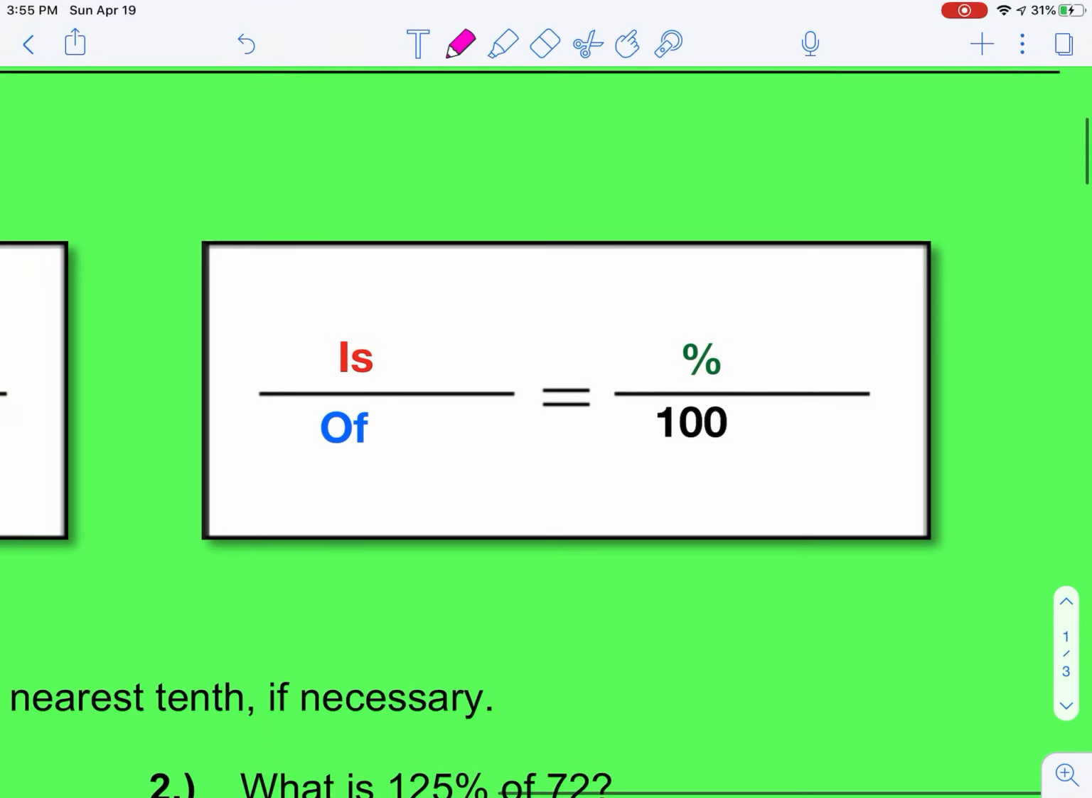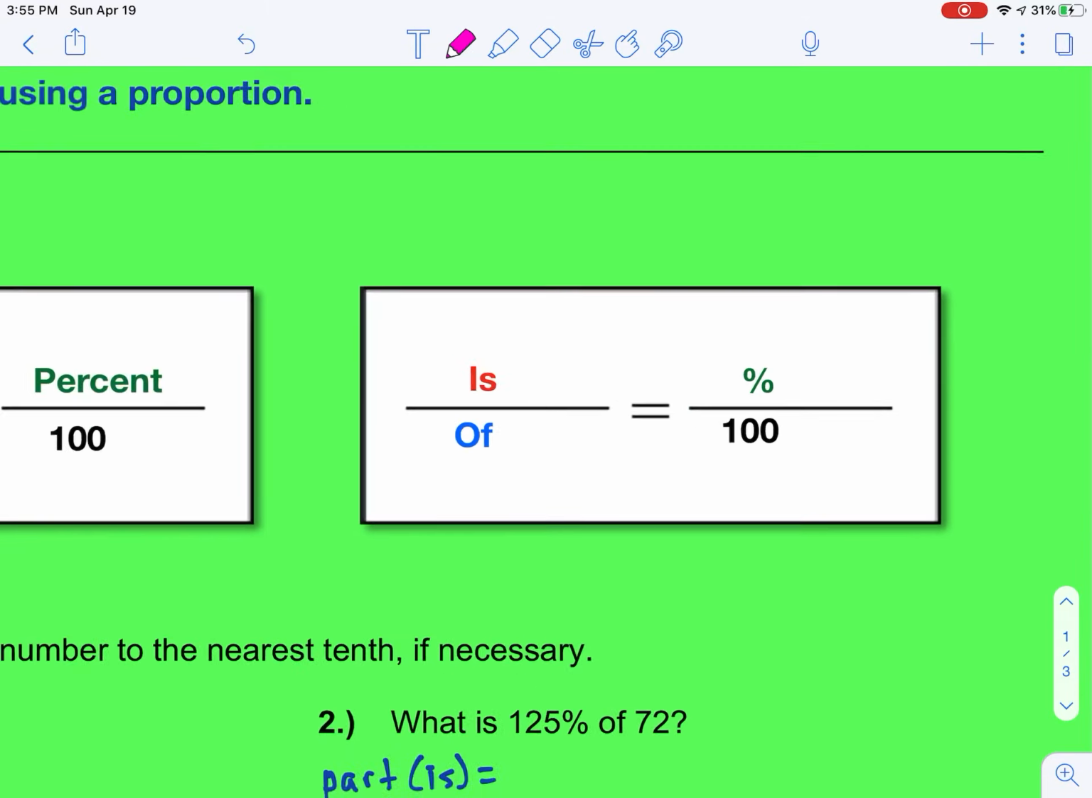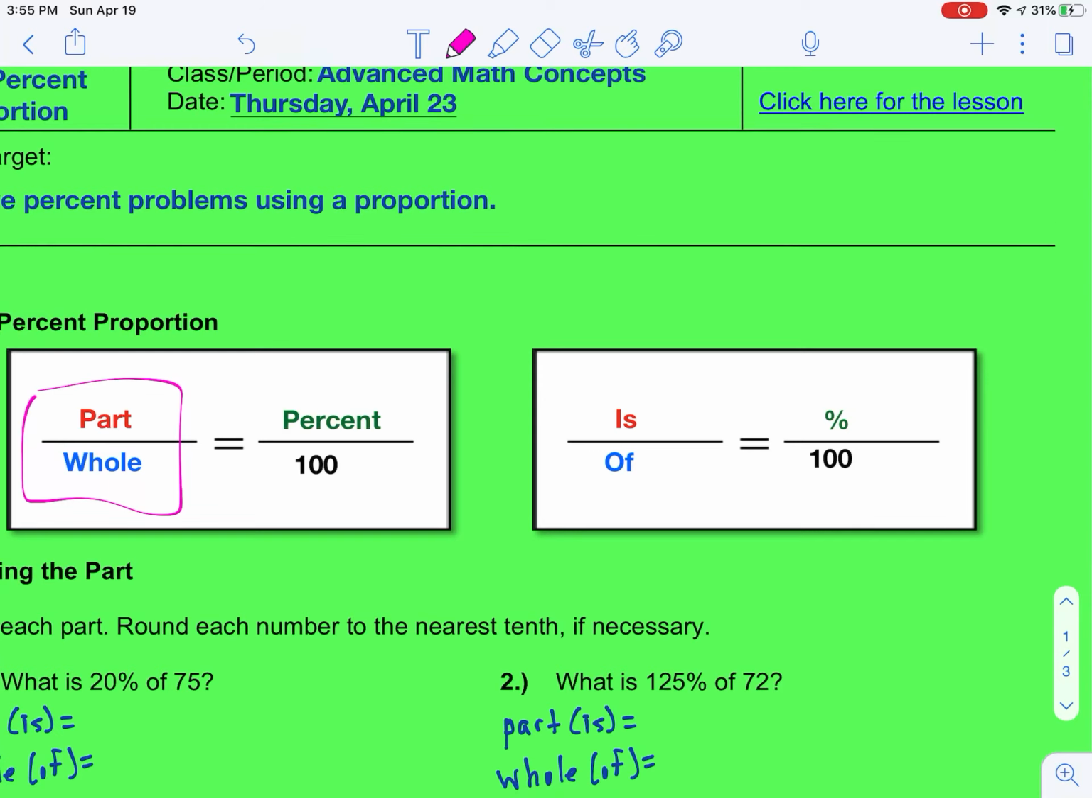Now I have two different proportions that I can use. Both of them are called a percent proportion. So our first one is part over whole equals percent over 100. And we should know that a part over whole, that's the definition of a fraction. And then my other one is the words is and of and percent over 100. So you'll notice that the right side of my equations, or my proportions, are exactly the same. Now the one on the left, that is the actual percent proportion.